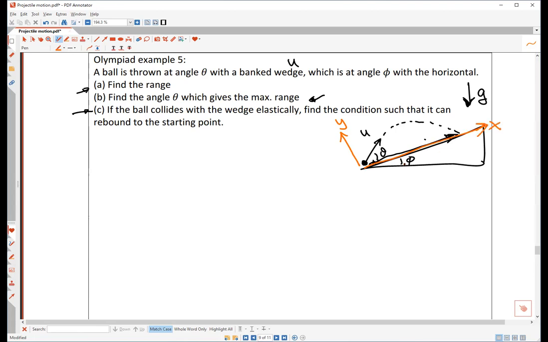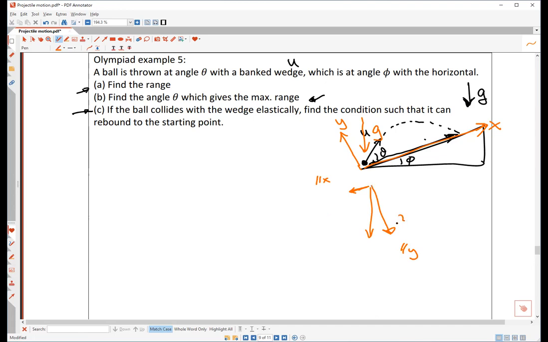But by rotating the axis, you need to change the... the acceleration is no longer along the y-axis. So the acceleration is downwards. You need to decompose the acceleration into two components. So you can decompose it into this one and this one. This is along the y-axis. This is along the x-axis.